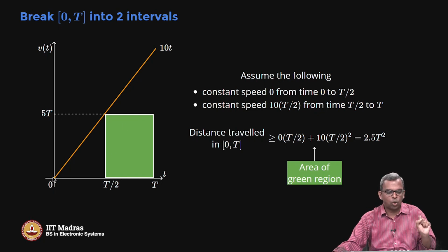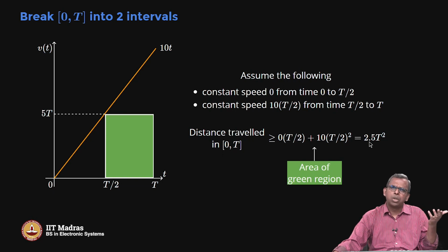But I won't do it for the whole interval 0 to t, because if I do, I will have to assume 0 and that will be just 0. I do not want that. So, from 0 to t by 2, I will assume 0. From t by 2 to t, I will assume 5t or 10 times t by 2. If I assume this and calculate the distance, I get this very easy formula, and I get 2.5 t square. But this is a lower bound. This is not exactly equal to the distance travelled. It's a lower bound on that.